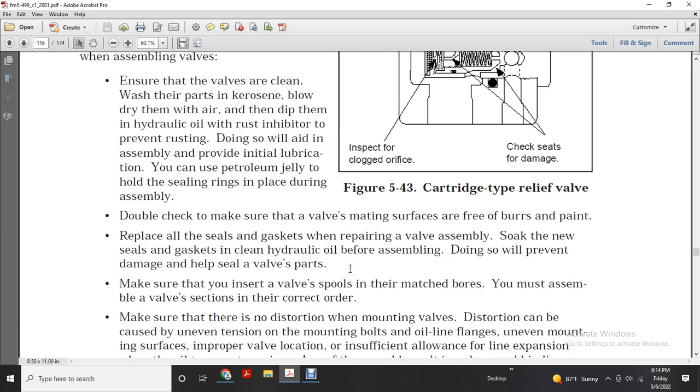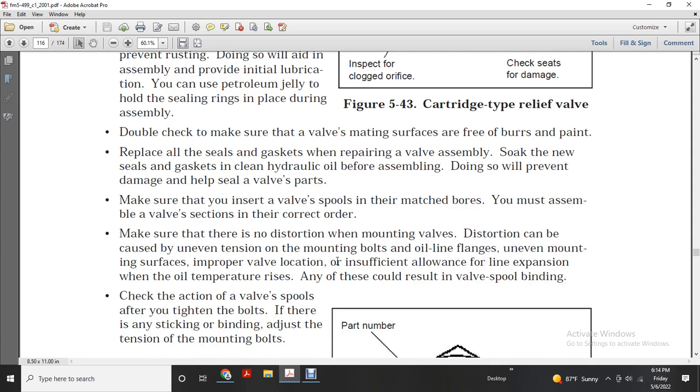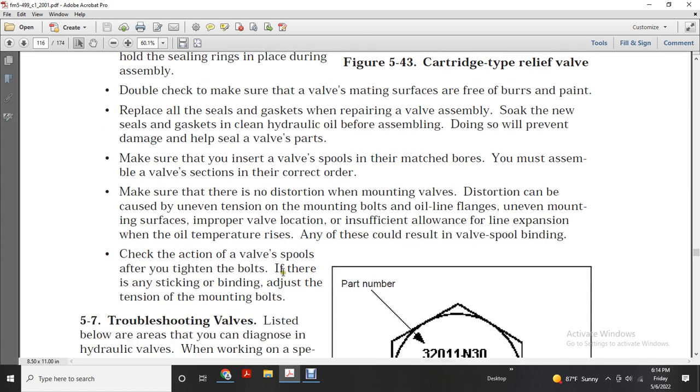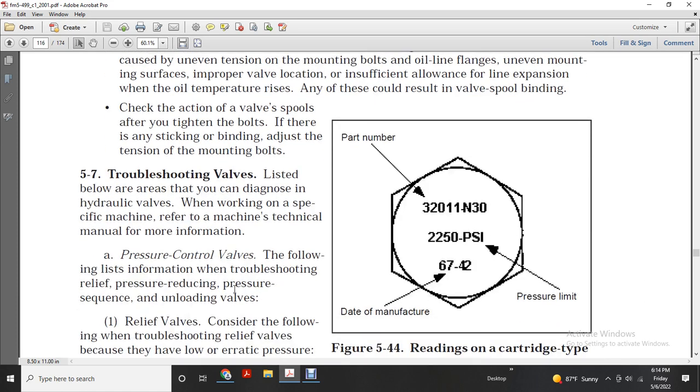Make sure that you match the valve spool with the valve body, and assemble the valve sections in the correct order. Make sure that there's no distortion of the mounting valve. Distortion can be caused by uneven tension of the mounting bolts, an uneven mounting surface, improper valve location, or line expansion with the oil temperature rise. Any of these can result in valve spool binding. Check the action of the valve spool after tightening the bolts. If there is any sticking or binding, adjust the tension of the mounting bolts.